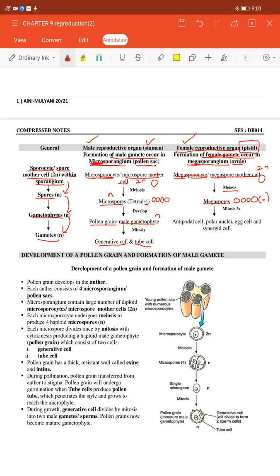Each one of the megaspores will undergo mitosis 3 times. This is what differentiates the formation of female gamete from the formation of male gamete. The male gamete only undergoes mitosis 1 time, but the formation of female gamete will undergo mitosis 3 times. So why 3 times? It will produce cells that will become antipodal cells, cells that will become polar cells, some that will become the egg cell, and some that will become synergid cells. Later we will look at where the mitosis happens and produces these 4 types of cells.